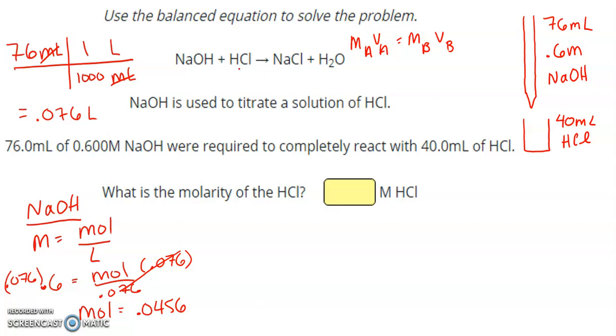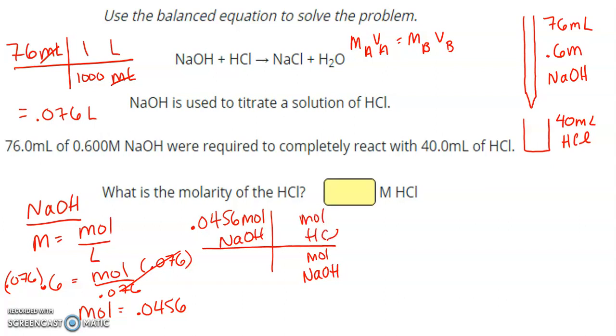Now I need to find my moles HCl. It's a 1-to-1 ratio, so it's going to be the same number of moles. I'll still set up the conversion just in case there was a time you didn't have a 1-to-1 ratio. So we have 0.0456 mole NaOH. Drag down mole NaOH. And I want mole HCl. I need the moles HCl because I have the volume and I'm trying to find the molarity. So that's why I need moles HCl.